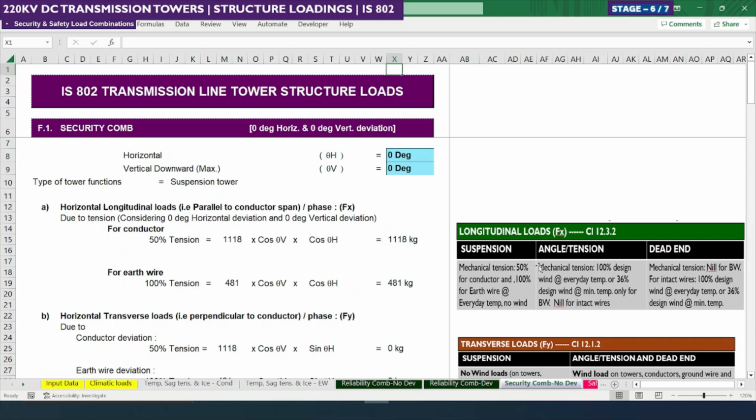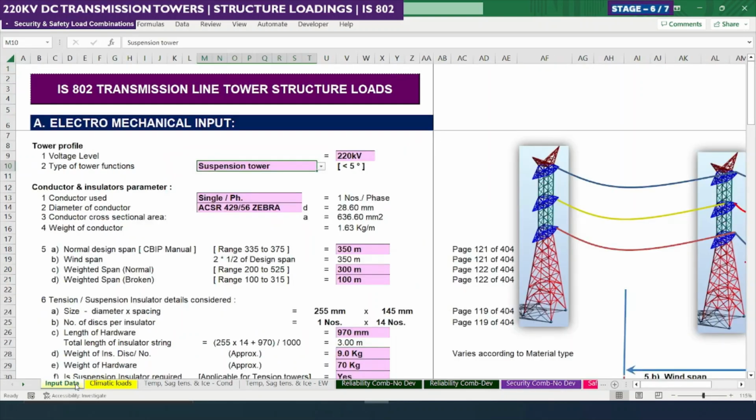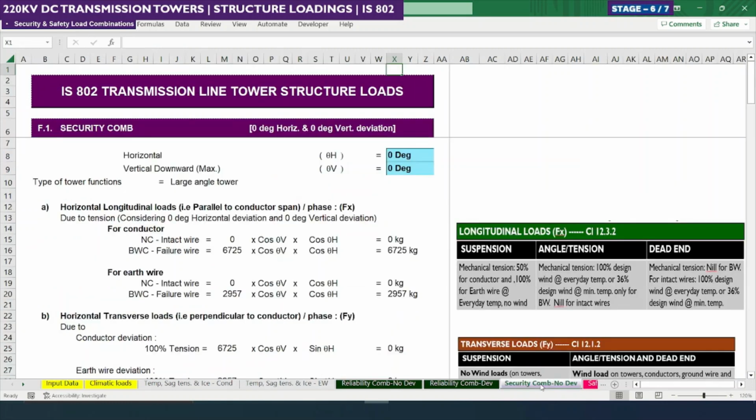So let me check how we can consider for tension towers. So I am changing here to be a large angle tower or large tension tower. So if you see here in the security combination, as per the table, as per clause 12.3.2, it is stating that mechanical tension to be 100% design wind at everyday temperature or 36% design wind at minimum temperature. Only for broken wire condition we need to consider. For normal condition the value is nil, so 0. So we had applied here 0.